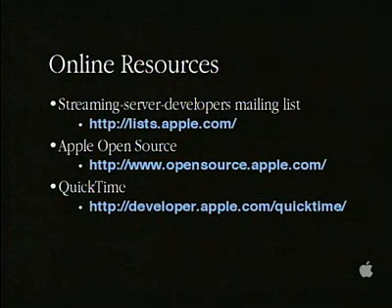Places that you can learn more about this online: we have a mailing list for developers. It's pretty low traffic and it's pretty high quality. You can go to lists.apple.com, and it's the streaming server developers mailing list that you want to subscribe to. You can always go to the Apple open source website to find more information about the Darwin Streaming Server, as well as any of the open source projects at Apple. And because the QuickTime Streaming Server is the Darwin Streaming Server, and we also work very tightly with QuickTime, the QuickTime site's also a great place for getting information about some of the things you can do with the server.